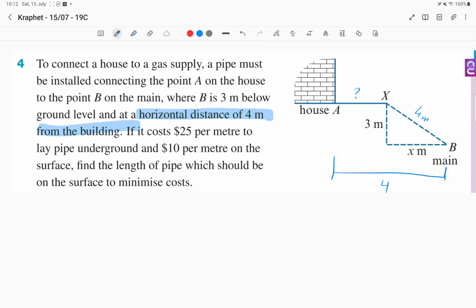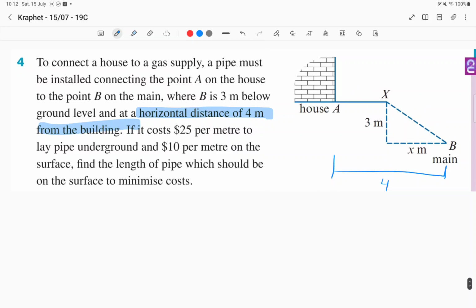True. So they give you a strange formula, because they ask the length of the pipe which should be on the surface. So this is point B on the main, which is below ground level. Now this is a misleading question because that's the ground level. This is not a slope. You can't walk on here, your head would be at the ground level. So the ground level is like that. They stop there, which I think is a little bit misleading.